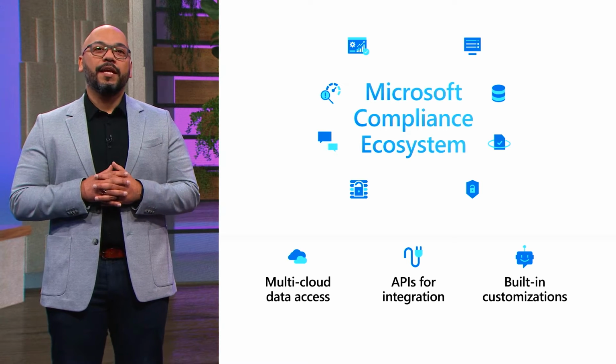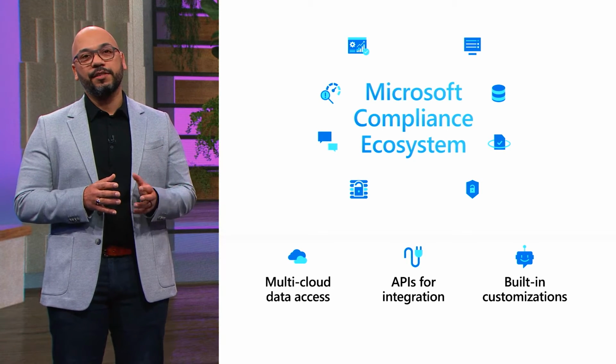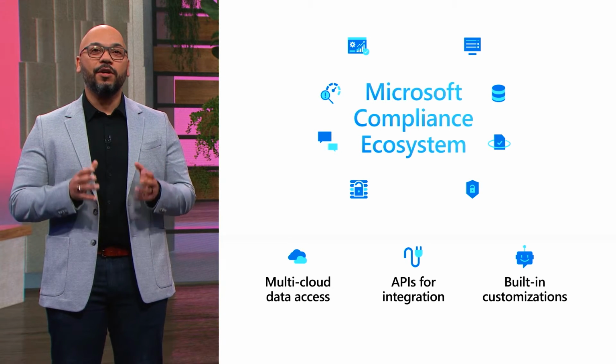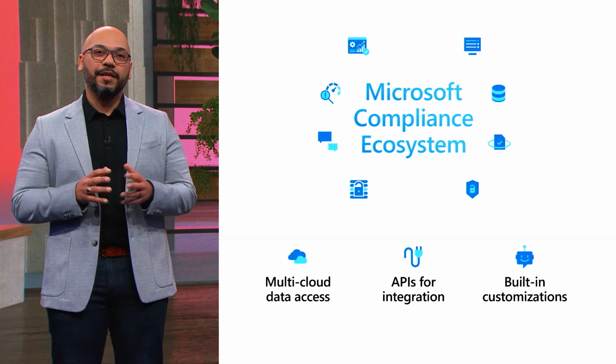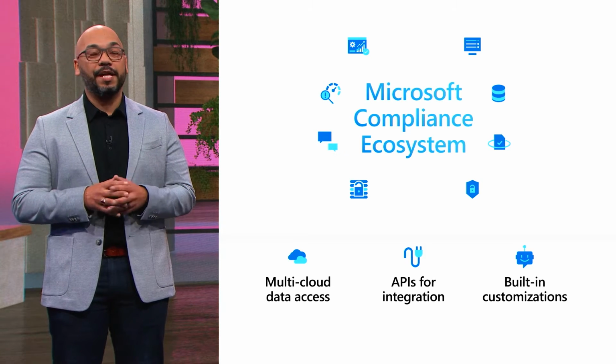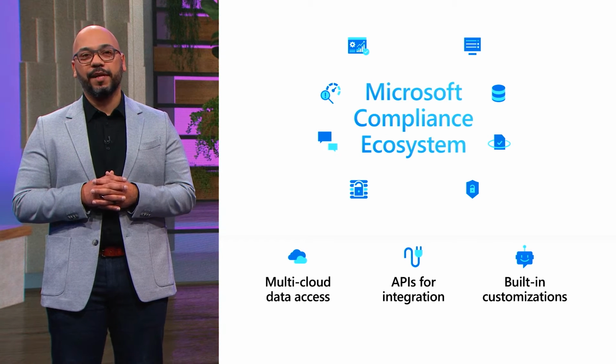Number two, APIs and SDK for integration. To enable system-level integrations, as well as enabling compliance in the flow of work, we're doubling down on our investments in APIs. We have a number of Microsoft Graph APIs. We also have the Microsoft Information Protection, or MIP SDK as we call it. And of course, we are constantly growing this space.